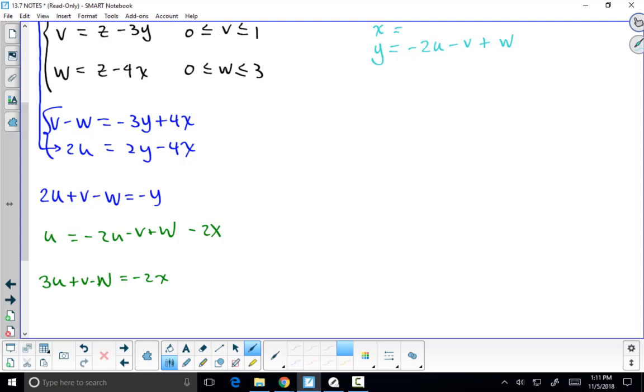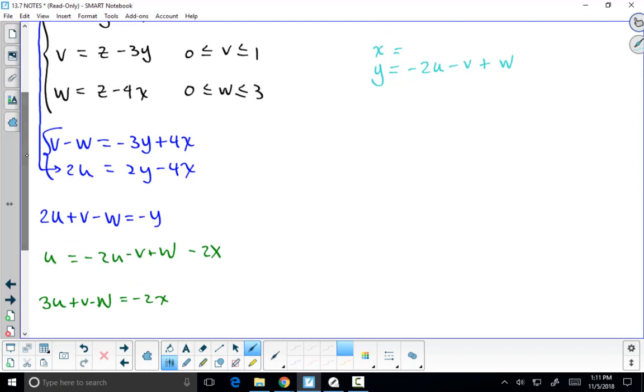And x is going to be negative 3 halves u minus 1 half v plus 1 half w. And then we just have one to go. We have to solve and figure out the equation for z in terms of u, v, and w.